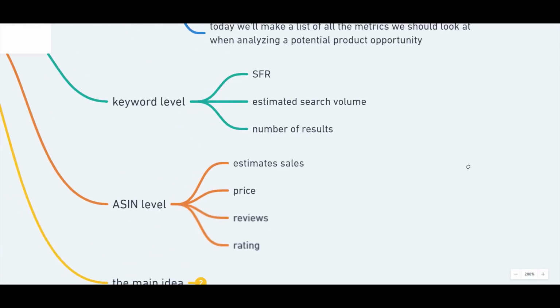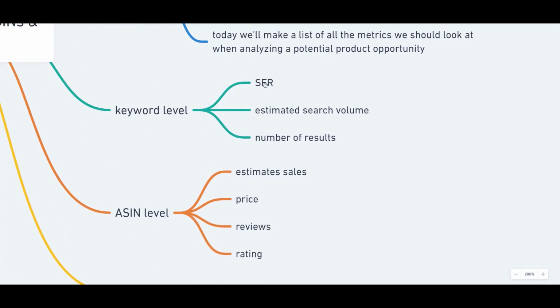So at the keyword level, we have something called SFR, and SFR stands for Search Frequency Rank. You can find this in Seller Central under Brand Analytics.